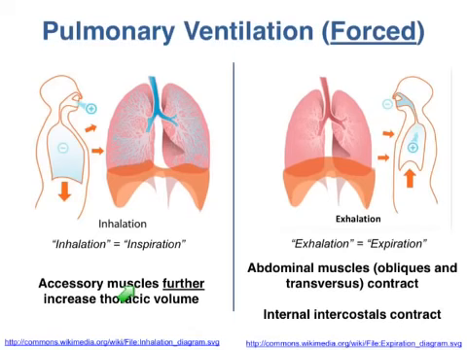Forced expiration is an active process. Remember, quiet expiration is passive, but if you really want to get all the air out of your lungs, you need to actively use some muscles. The abdominal muscles come into play. So what you're doing when you contract your abdominal muscles, you are compressing the contents of your abdomen, your abdominal organs, up against the diaphragm, forcing the diaphragm even further up. This is also where you get your internal intercostals involved, compressing your rib cage, forcing just a little bit more air out.